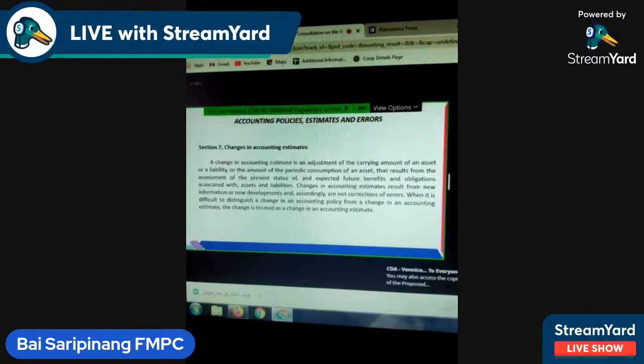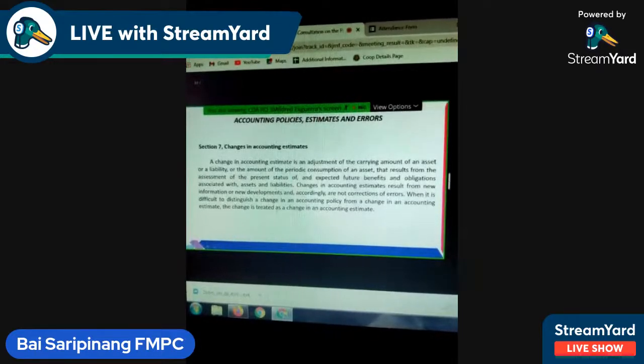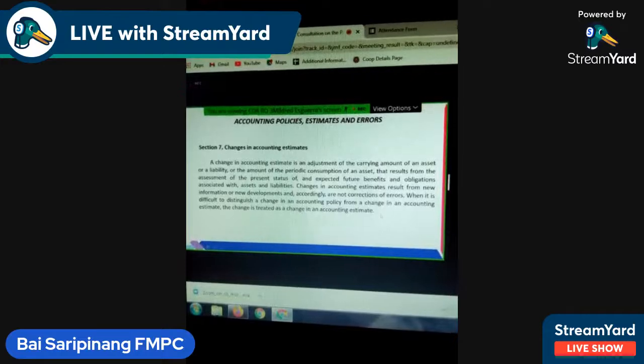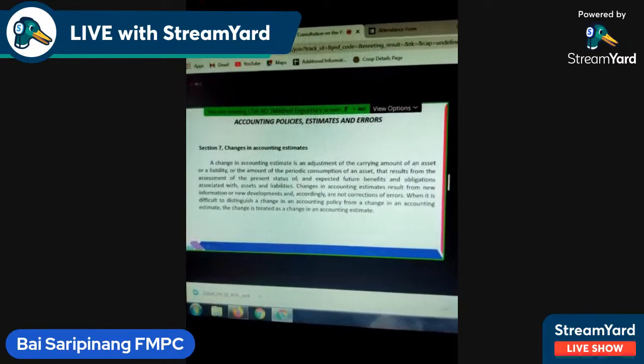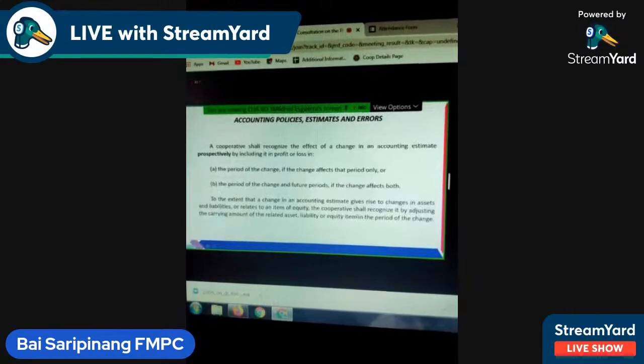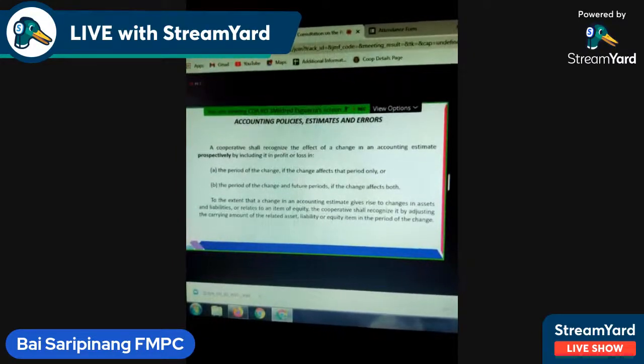Correction of errors is different from changes in accounting policy. From a change in accounting estimate, the change is treated as a change in an accounting estimate. Kung nalilito kayo, ano ba yan? Changes in policy or change in estimate. So, pagka mahirap i-distinguish yan, the change is treated as a change in accounting estimate. Okay? So, dati na yun. I hope it is clear already.